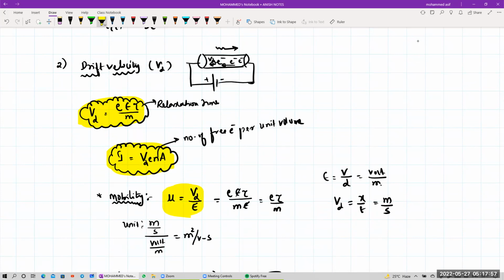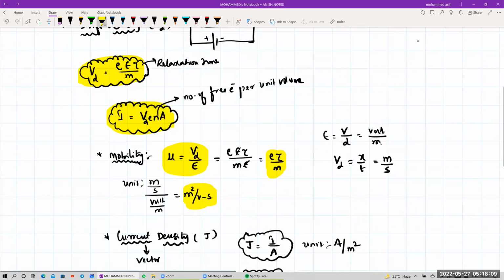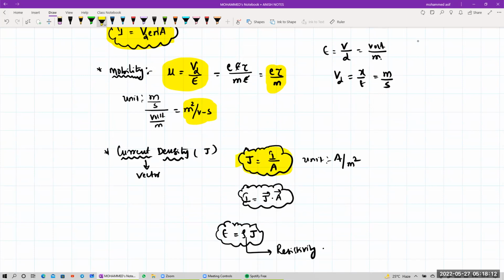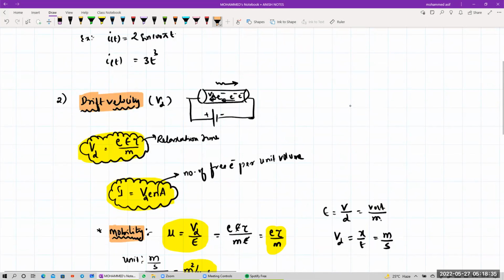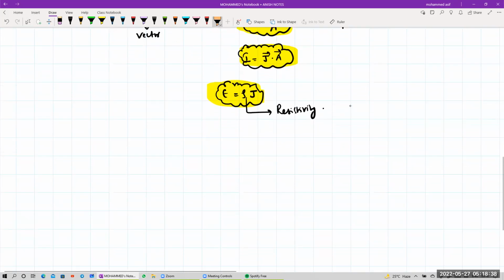Mobility is represented by mu. Mu is equal to the ratio of drift velocity divided by electric field, or else it is e tau by m. e is charge of electron, tau is relaxation time, m is mass. Unit is meter square per volt second. Next one is current density, represented by J. J is equal to current per unit area, or I is equal to J bar dot A bar, or electric field E is equal to rho into J.